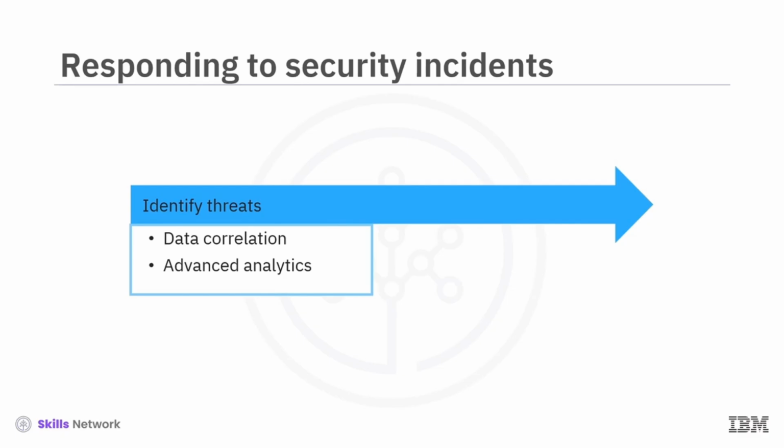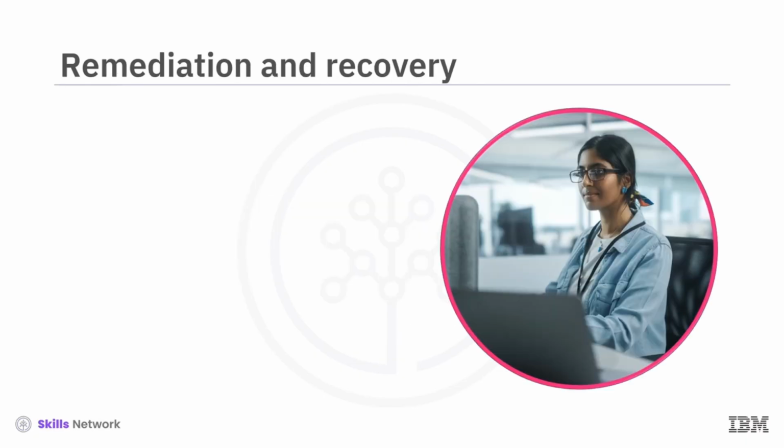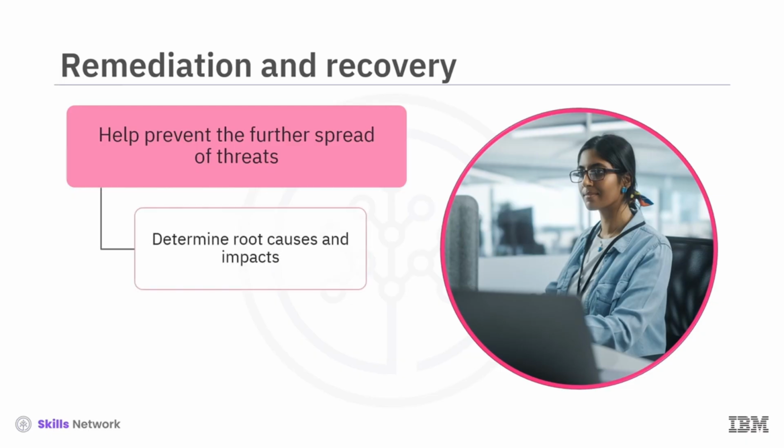Organizations use XDR tools such as data correlation and advanced analytics to identify suspicious activities and potential threats. Procedures for responding to security incidents include containment, eradication, and recovery. Let's learn more about how these respond to security incidents. After a security event, XDR platforms help contain compromised systems to prevent the further spread of threats and minimize their impact on the organization.